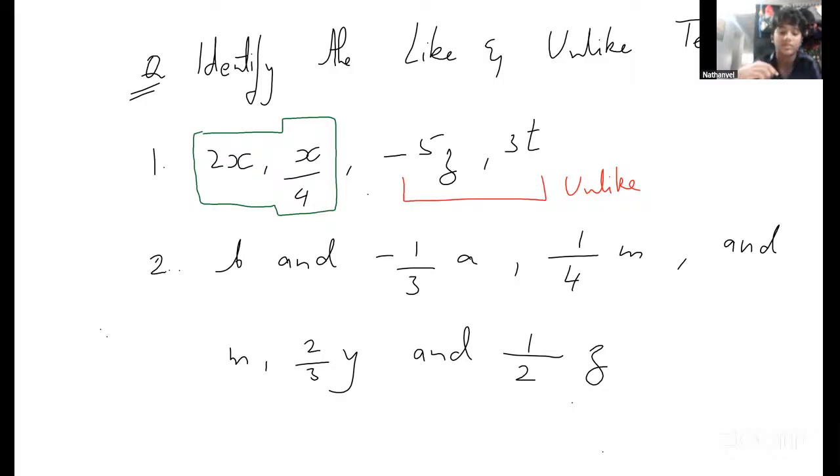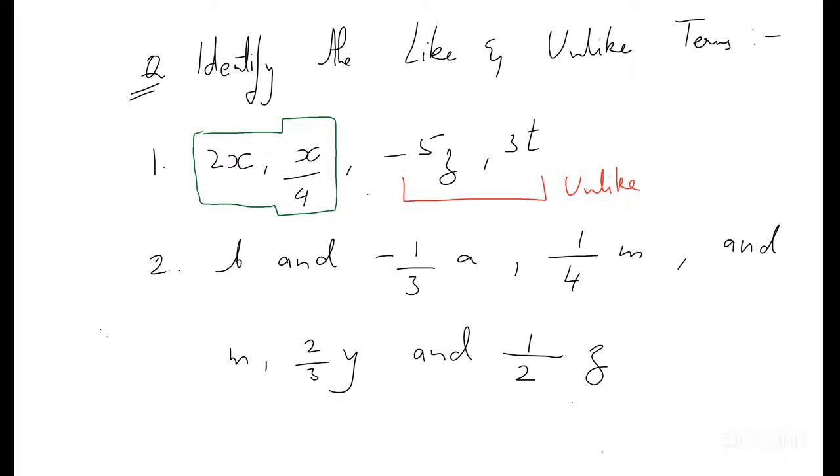So just to remind you of it, like terms are the terms which have the same variable. Different numbers, whatever numbers, but the variable should be the same. Means that 2x and x upon 4, both are having x. The numbers are different, but both are having x in common. So that is like terms. Like 3t and minus 8t. One number is 3, one number is minus 8. But what is common? T is common in both. The variable is the same. So that is going to be like terms.